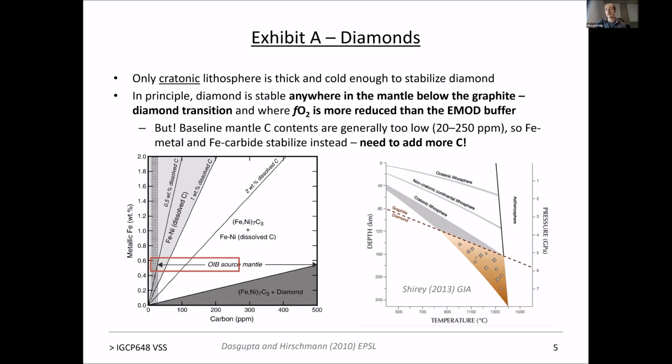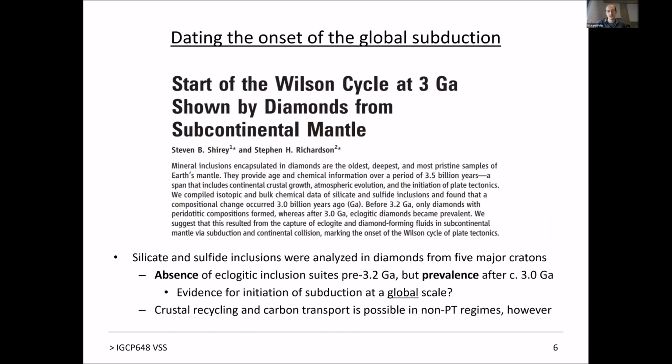So we then moved on to a seminal paper, which I'm sure everyone here is familiar with: Shirey and Richardson, 2011. This is a Science paper. They looked at inclusion suites in diamonds from five different cratons. It's not an even distribution of diamonds from these cratons. It's fairly weighted towards the Kaapvaal, I think, though I could be wrong from memory. But they still looked at five cratons worldwide, and they saw common features in each.